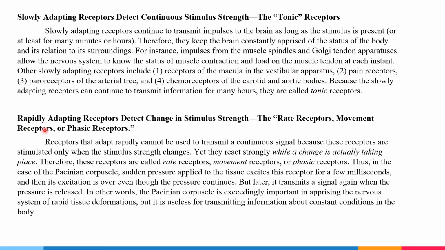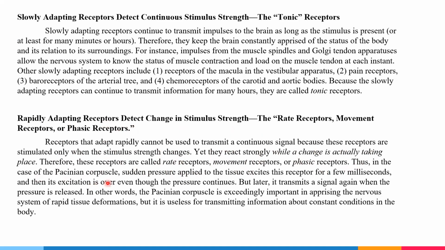Next, we look into rapidly adapting receptors which detect change in stimulus strength, which are known as the rate receptors, movement receptors, or phasic receptors. Receptors that adapt rapidly cannot be used to transmit a continuous signal because these receptors are stimulated only when the stimulus strength changes. Yet they react strongly while a change is actually taking place. Therefore, these receptors are called rate receptors, movement receptors, or phasic receptors.